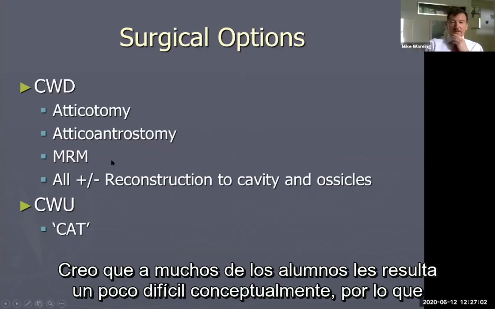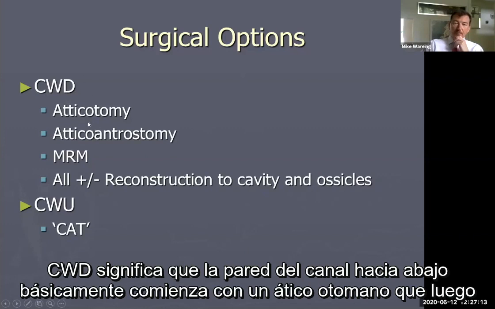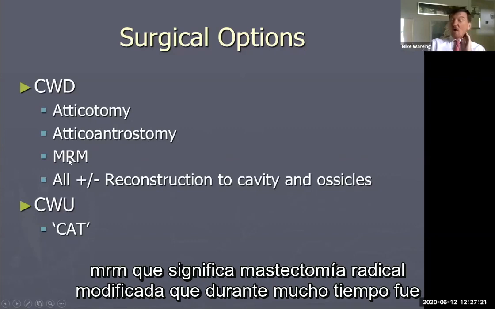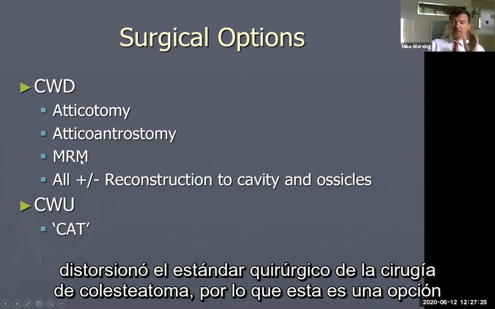So this is the bit that I think many of the trainees find a bit difficult conceptually. So CWD means canal wall down, and basically you start with an atticotomy, you then gradually work back to an atticoantrostomy, and then you end up with MRM, which stands for modified radical mastoidectomy, which for a long time was the sort of surgical standard of cholesteatoma surgery.